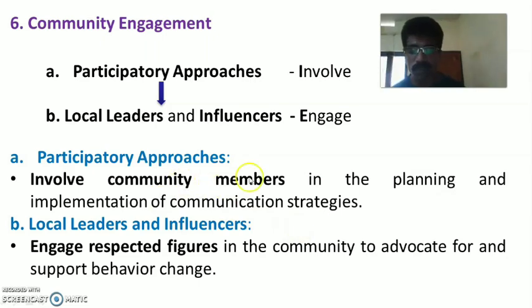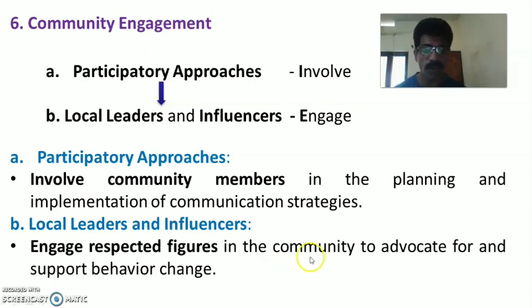Involve the community members in the planning and implementation of various communication strategies of SBCC. Then local leaders and influencers must be engaged, especially in the SBCC. Engage respected figures, meaning important people in that particular community or ward. Engage the respected figures in the community to advocate for and support the behavioral change. If the leaders are there, the people will follow.